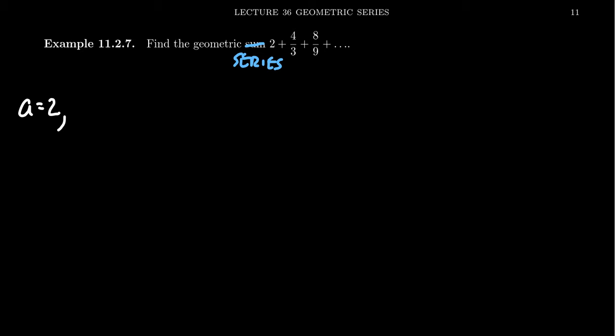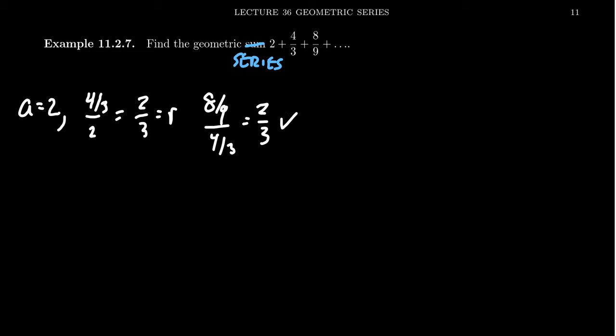What about consecutive terms? If I take 4/3 and divide it by 2, that equals 2/3. This is my candidate for R. And if I look at 8/9 divided by 4/3, you're going to see that's likewise equal to 2/3. As those are the only three terms they tell us and they claim it's geometric, we will have to take it on gospel there and see that the constant ratio has got to be 2/3.